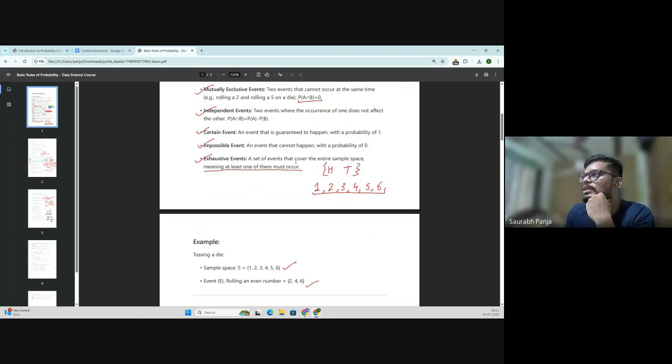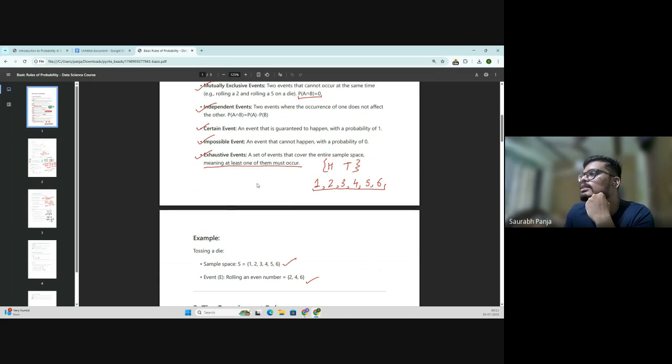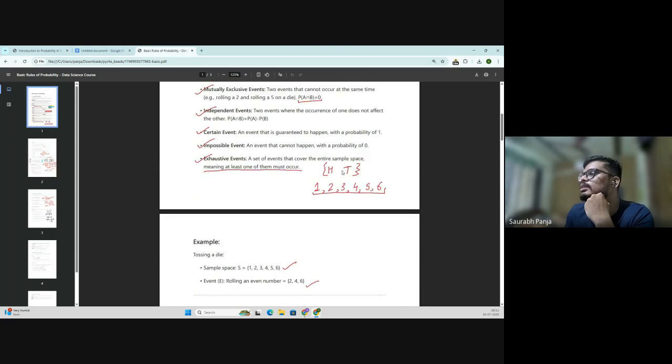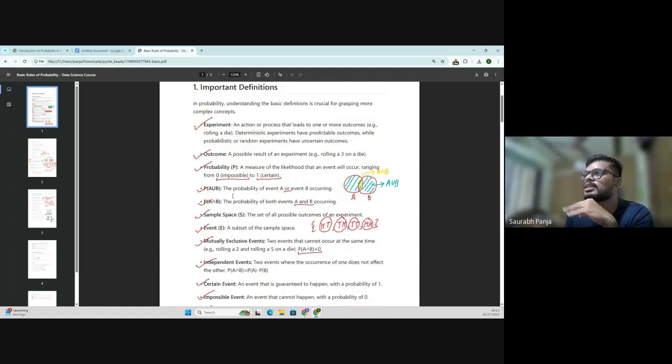Exhaustive event: a set of events that cover the entire sample space, meaning at least one of them must occur. Let's say there are only two possibilities. Let's say we do head and tail. One coin can only have head and tail, and in the first it had head and in the second it had tail. So that's your exhaustive event. All the events which were in your sample space have been covered. Cool. So these are the definitions that you have in mind.